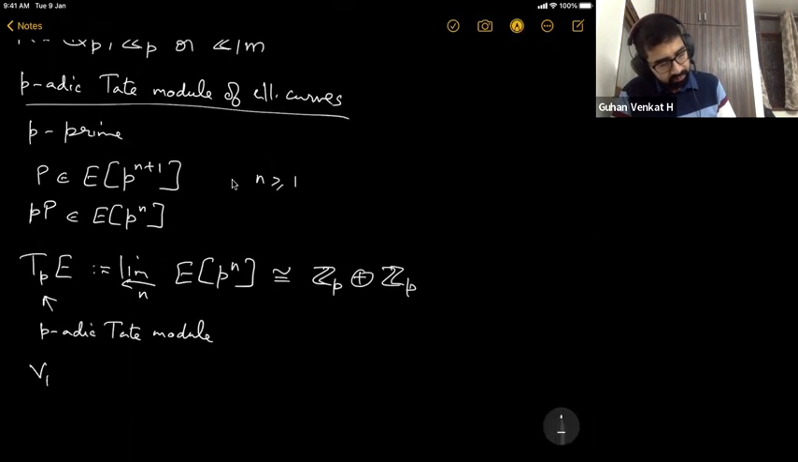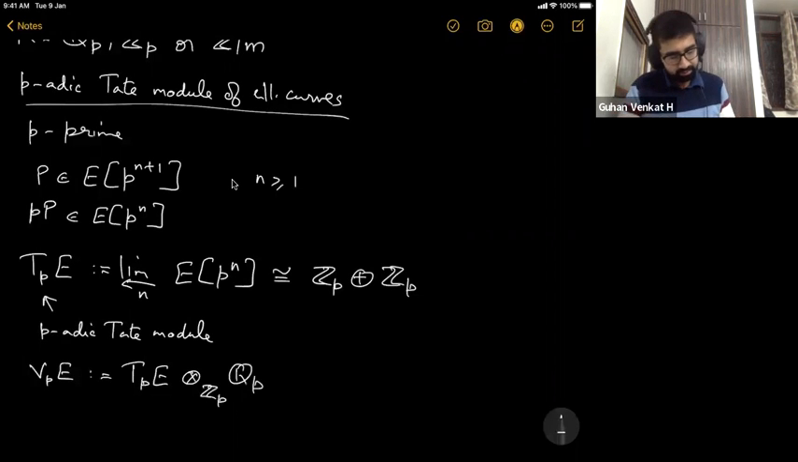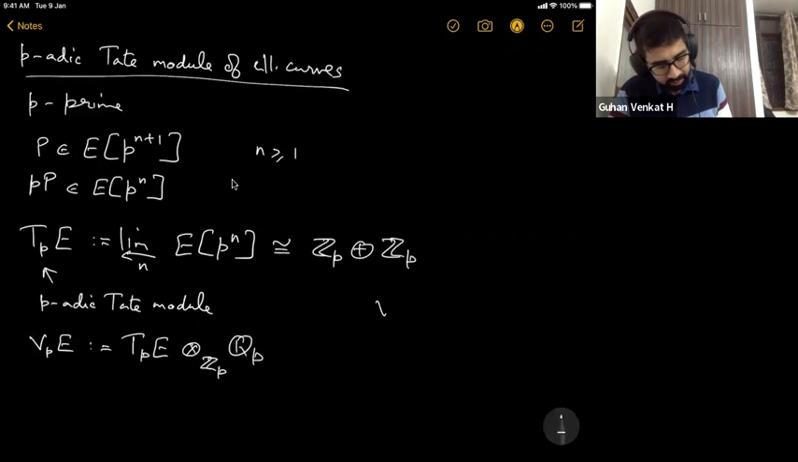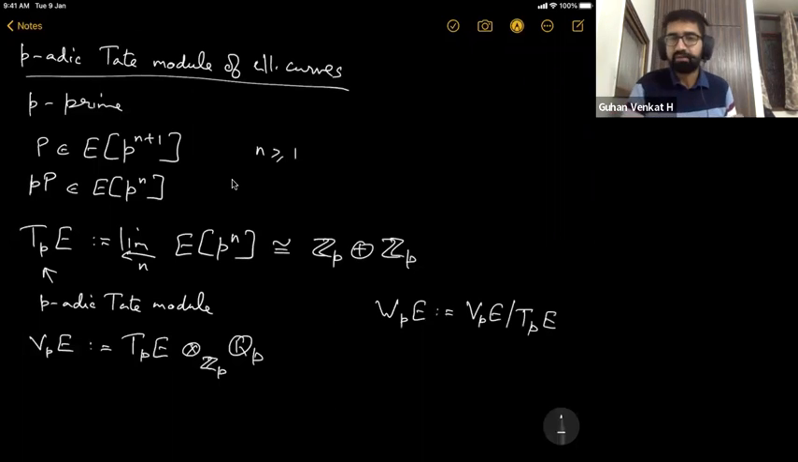And then you can also form what is called V_p(E), which is just T_p(E) tensor Q_p. It's just allowing Q_p coefficients. So this will be isomorphic to 2 copies of Q_p. And then there's also the divisible representation, which is just V_p(E) modulo T_p(E). So when you look at Iwasawa theory and Selmer groups, this kind of representation is quite useful.